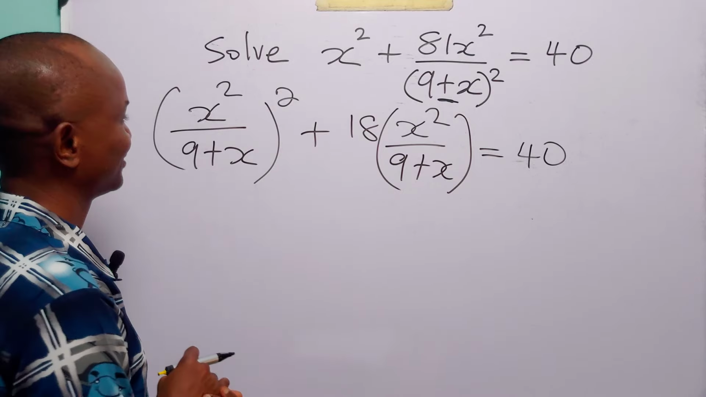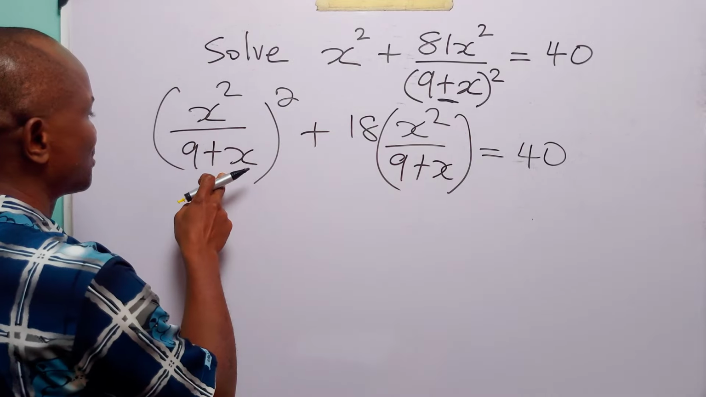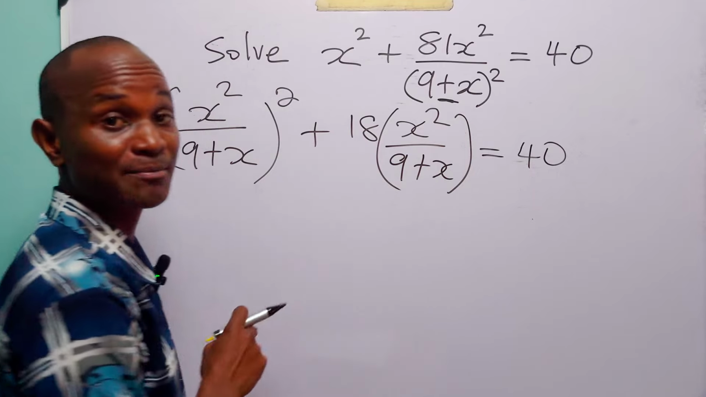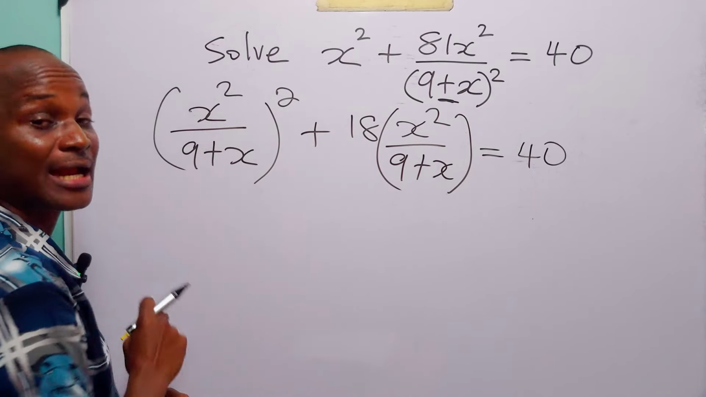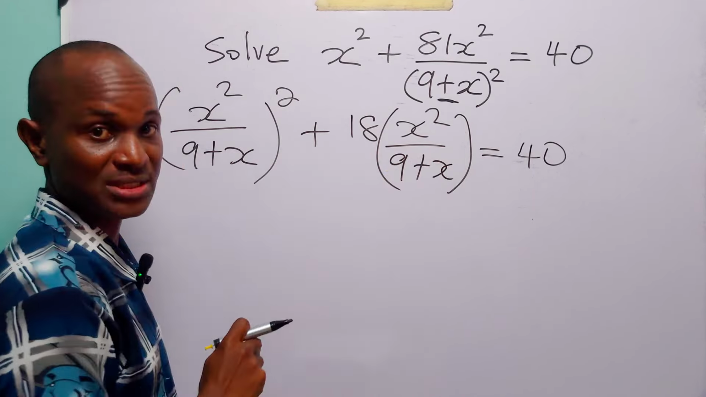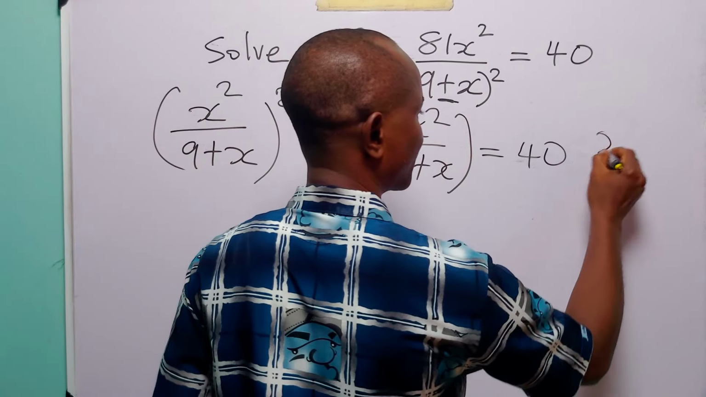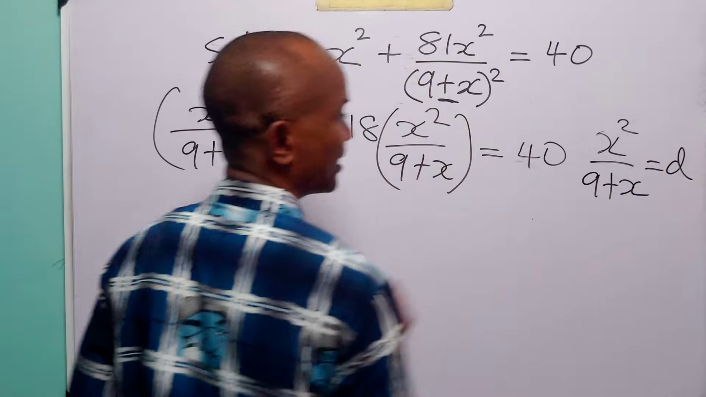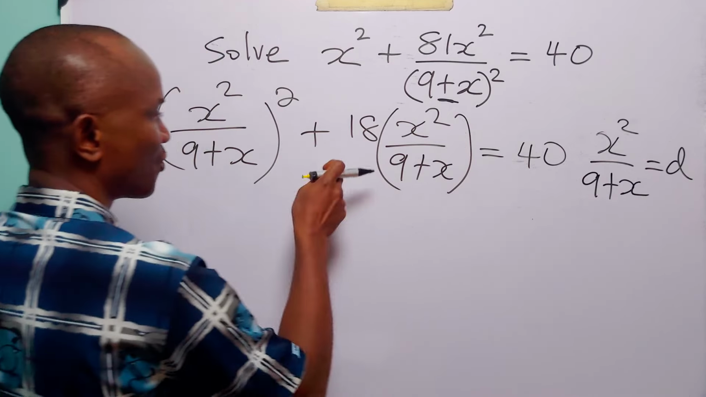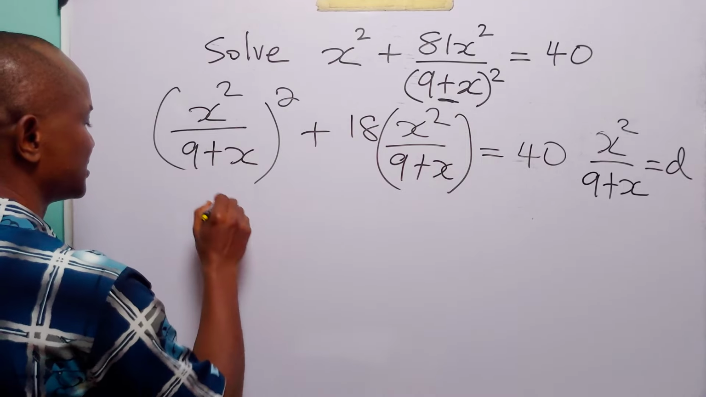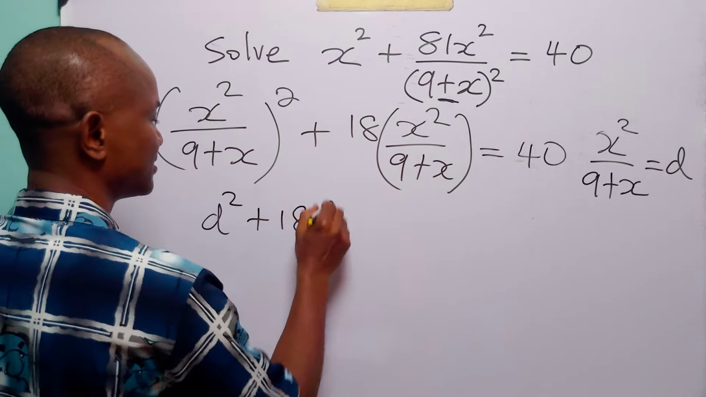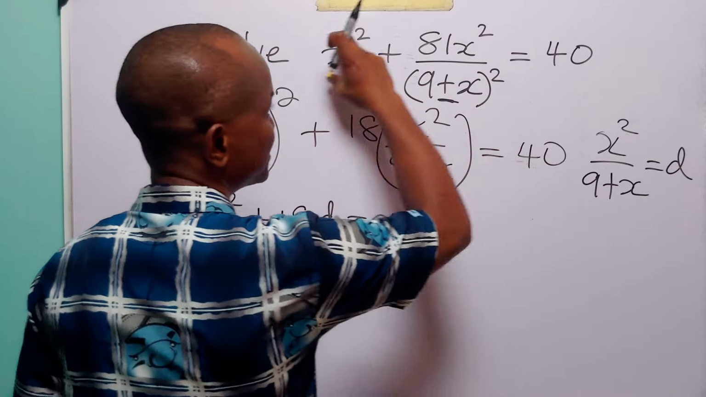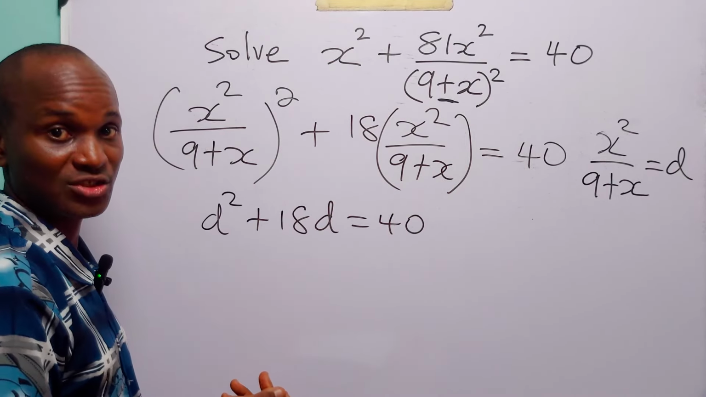Now look at this equation. We have x squared over 9 plus x squared, and we have 18 times x squared over 9 plus x. So let x squared over 9 plus x be equal to the letter d. With this substitution, we can now write this equation as d squared plus 18d is equal to 40. You can see that we have reduced this equation into a quadratic equation.